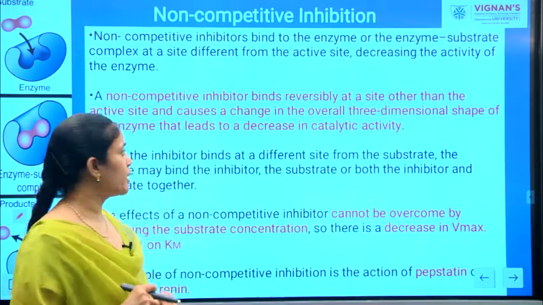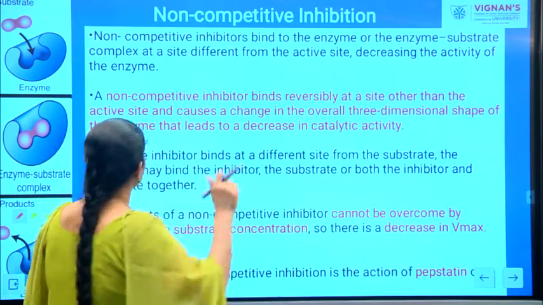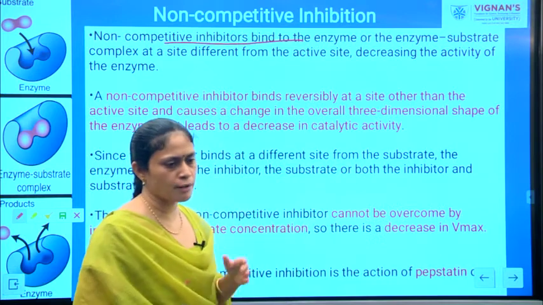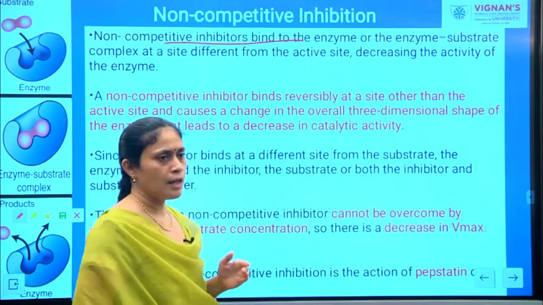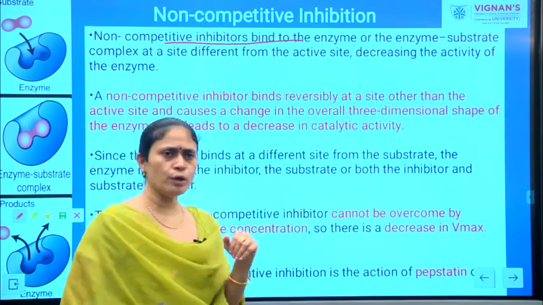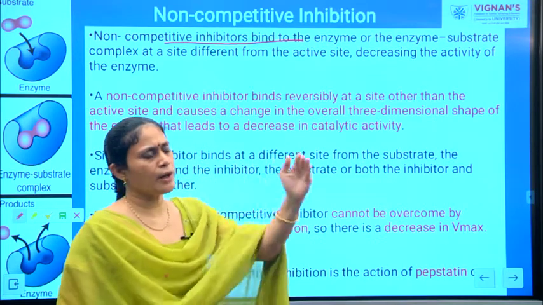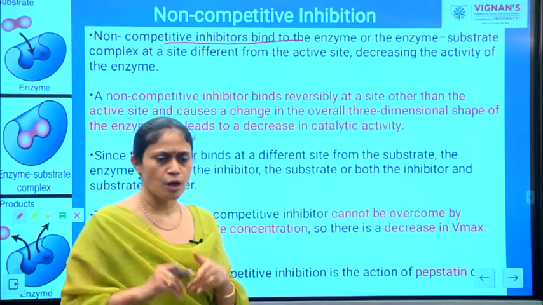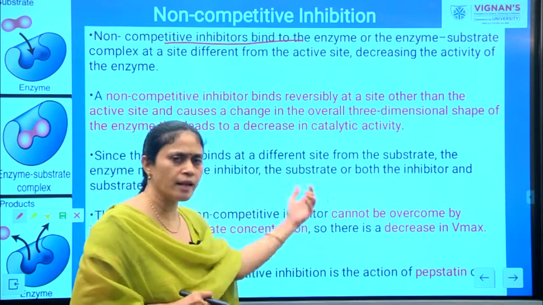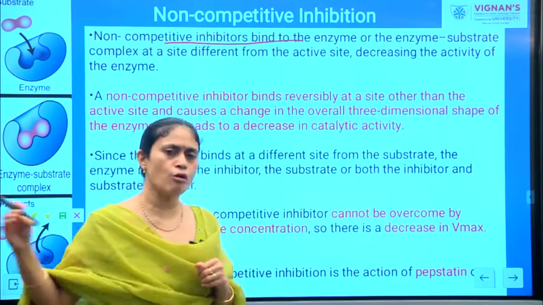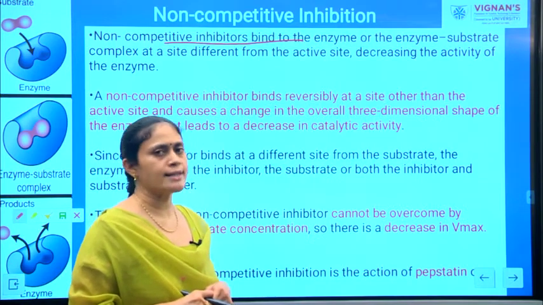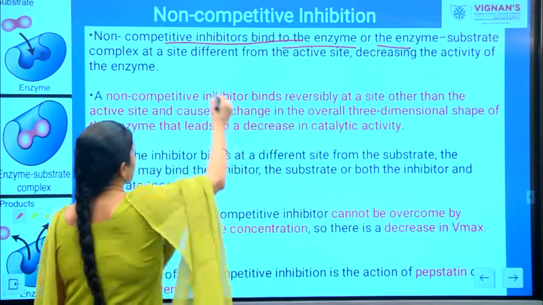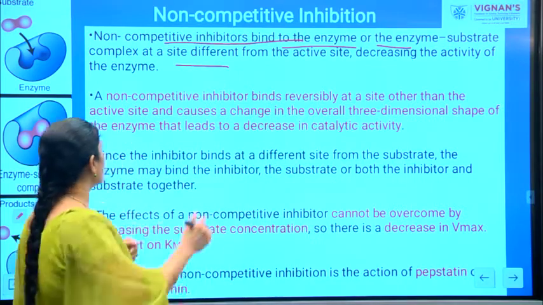Let us now deal with non-competitive inhibition. What is non-competitive inhibition? Non-competitive inhibitors bind to the enzyme. In the competitive inhibition process, I told you that your inhibitor is going and binding to the active site of the enzyme. In the case of the uncompetitive inhibitor, I told you that your inhibitor is going and binding to the enzyme substrate complex in order to form the ESI complex. But in the case of the non-competitive inhibition process, your inhibitor is free to either bind with the enzyme in order to form the EI complex, or it can also bind to the enzyme substrate complex in order to form the ESI complex. So, non-competitive inhibitors bind to the enzyme or enzyme substrate complex at a site different from the active site, decreasing the activity of the enzyme.